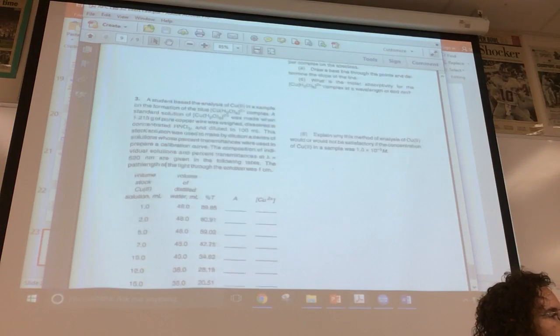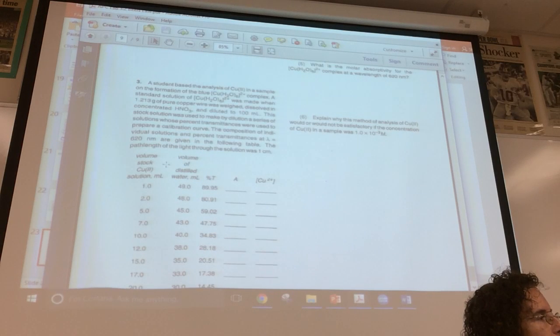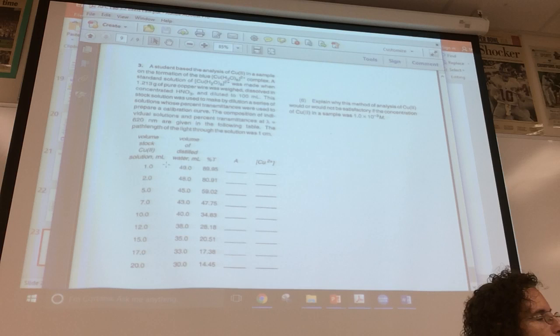All right, in question 3, it says a student based the analysis of copper-2 in a sample on the formation of a blue complex ion of copper and a standard solution of another complex ion that's hydrated. When 1.213 grams of pure copper wire was weighed, dissolved in nitric acid, and diluted to 100 mL. So you're going to need to get the concentration of the copper, and that's really just the copper ion. That'll be your stock solution.